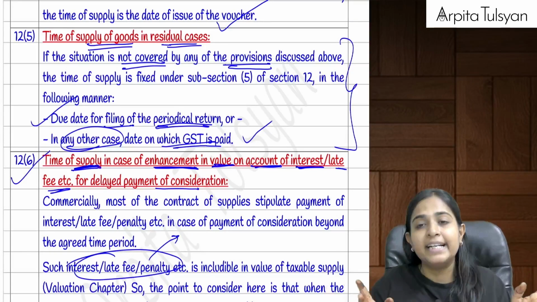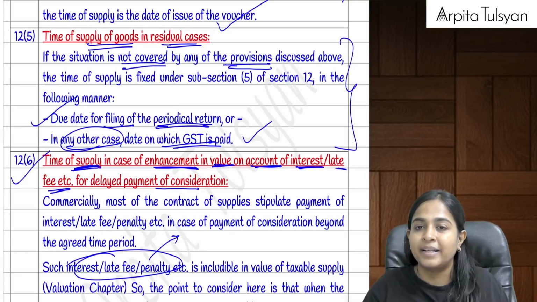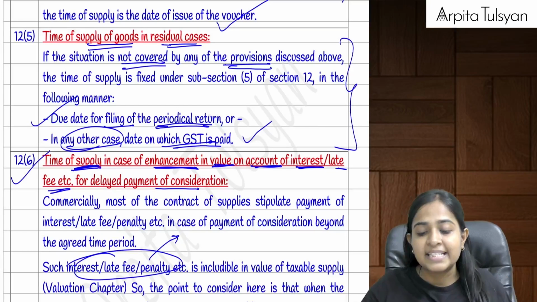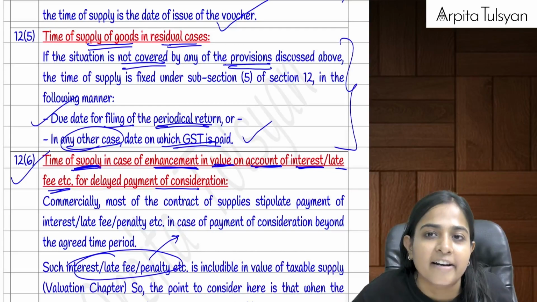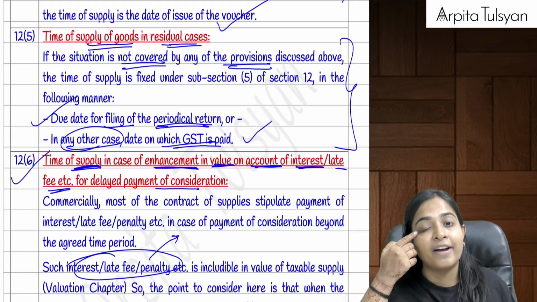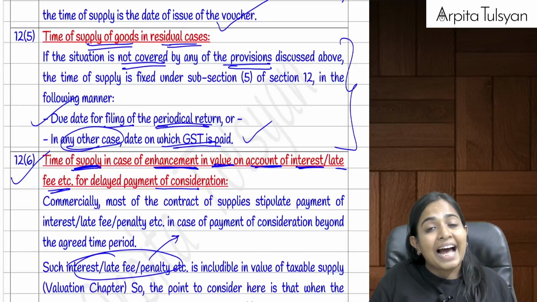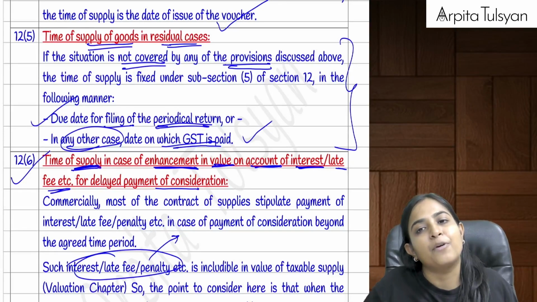For any other cases, if it is not possible to determine the time of supply, then whatever is the due date for filing the periodical return, that due date becomes the time of supply.